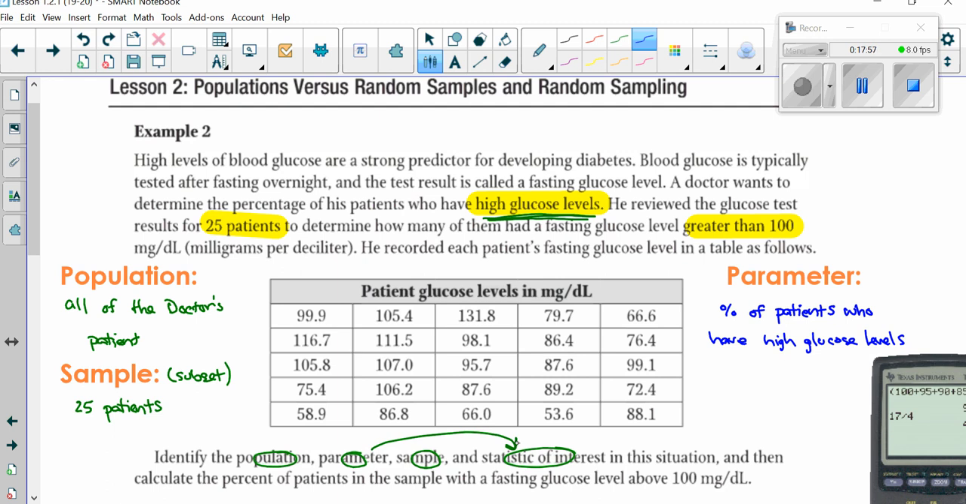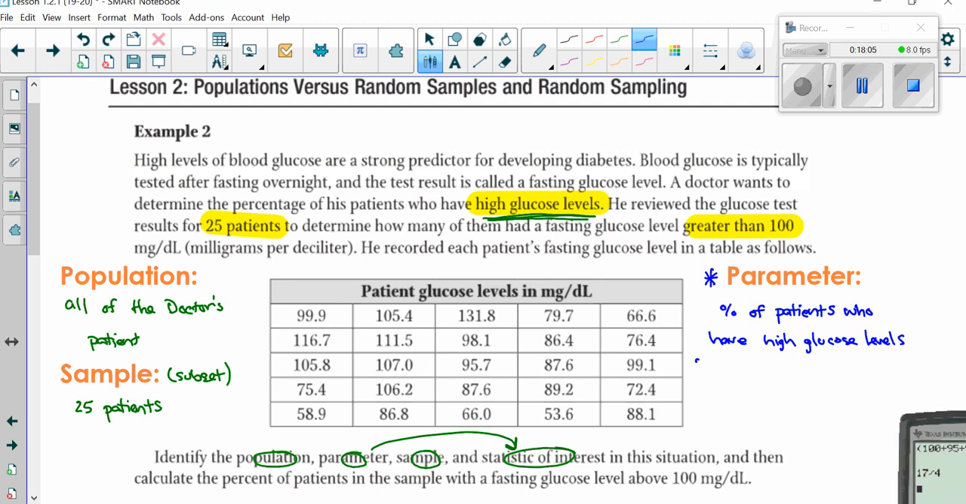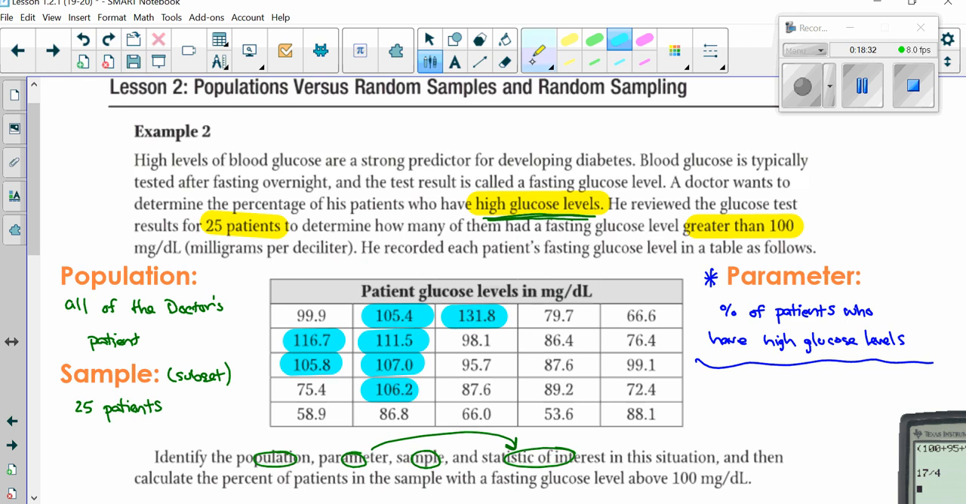Then it says that we actually do want to calculate that statistic of interest. That means that we're calculating the parameter, the point of this study. Okay, so I'm going to do that here. It says in here, he reviewed the glucose levels of his 25 patients to determine how many of them had a fasting glucose level greater than 100. So that's what we're looking for, anything greater than 100. I'm just going to highlight them in here. So there'd be 1, 2, 3, 4, 5, 6, 7, and that's it.